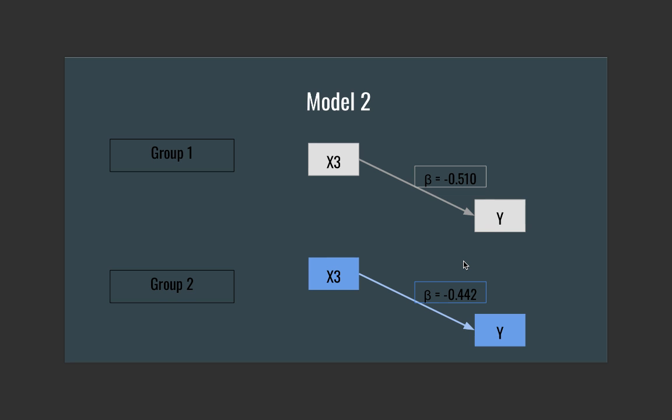Now moving on to linear model 2, I ran the effect of x3 on y for each group of x1.